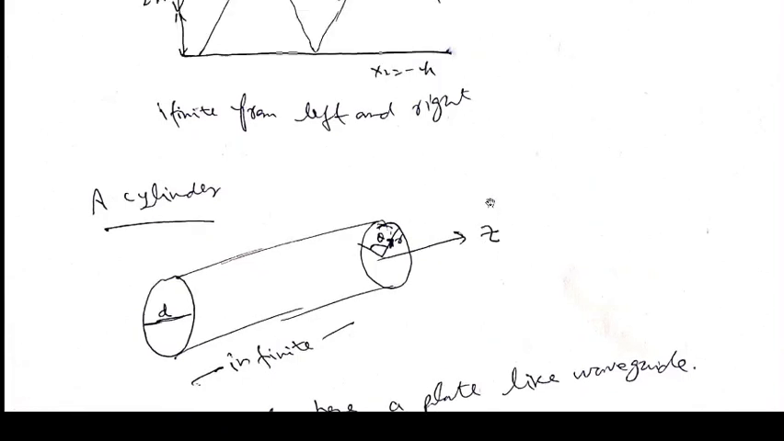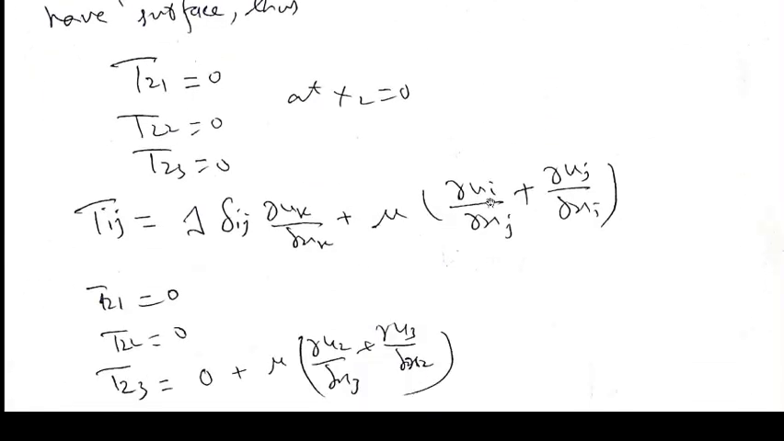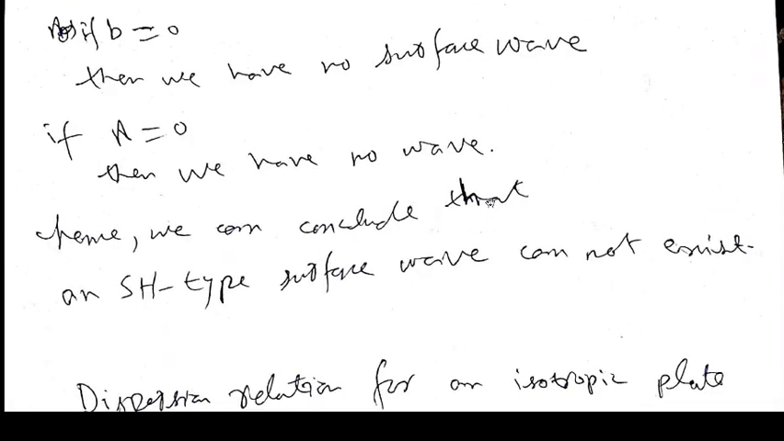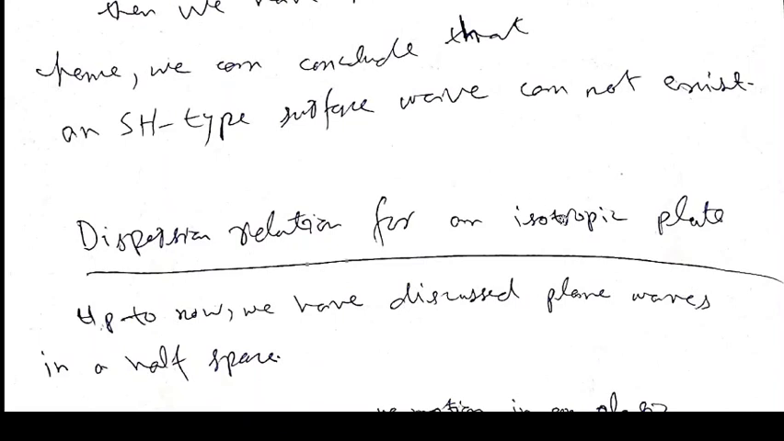But here we will discuss the wave guide in the form of a plate. Then we have written here isotropic plate. It means that the plate is made of isotropic material. So we have a plate-like structure, and the material is isotropic. That is why we have written here isotropic plate, that we are going to discuss or derive the dispersion relation for an isotropic plate.